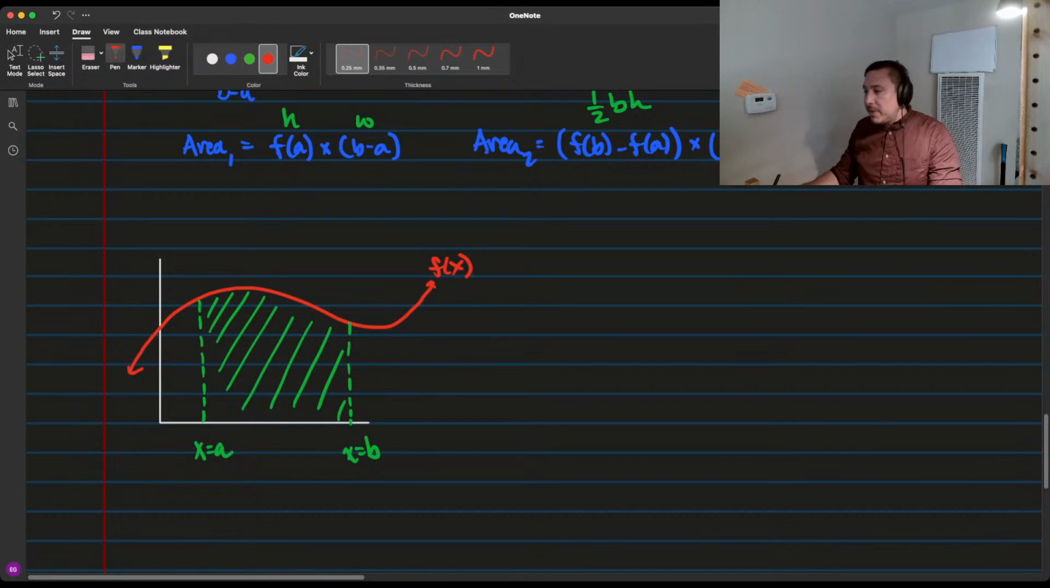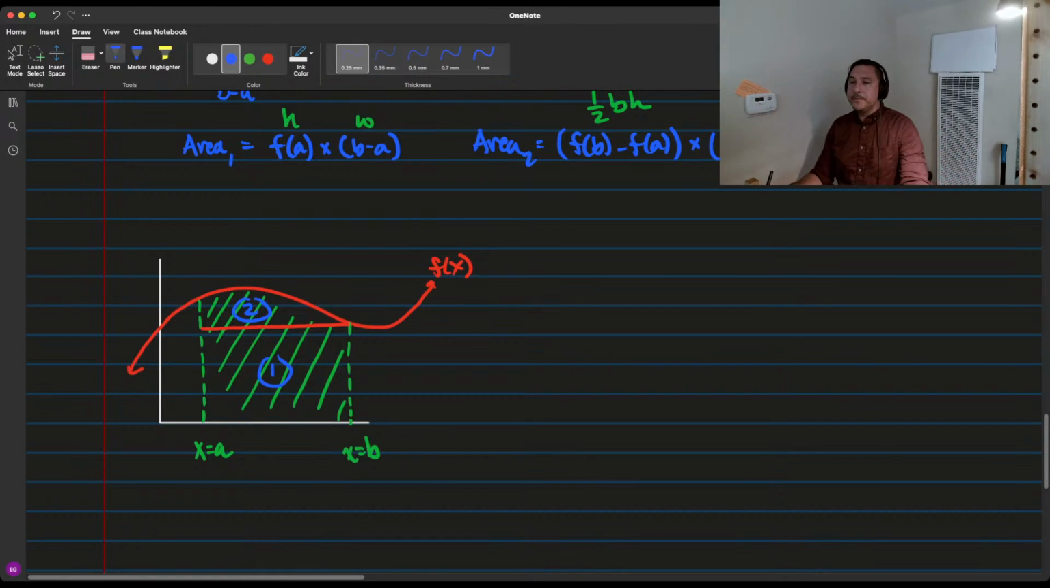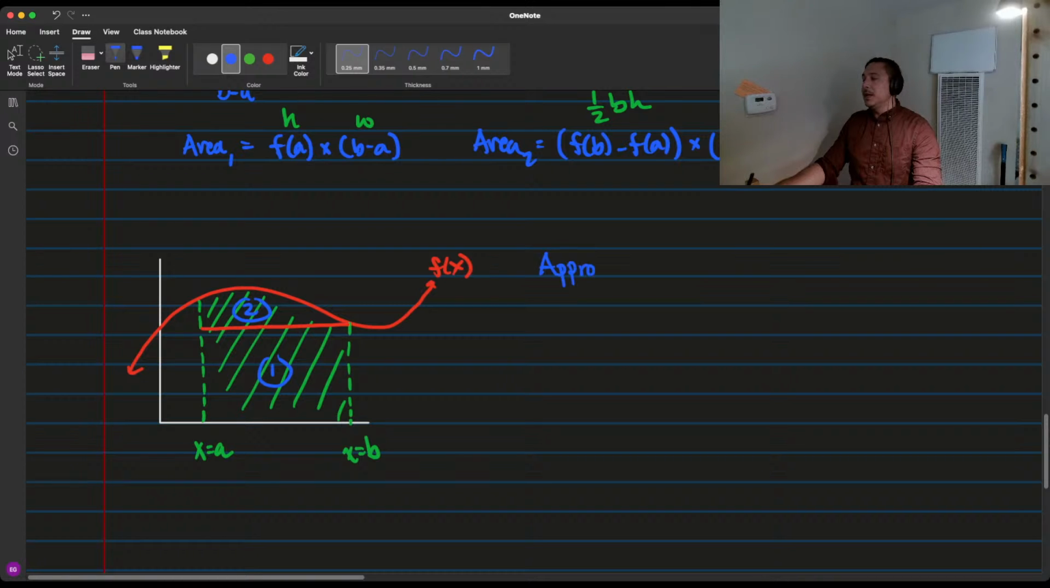You could possibly break it up into a rectangle. You'd get two regions: this rectangle, and then this stuff up here. But that stuff up there has that curvy top, and you don't know how to calculate it. So you're wondering, how do I find this area that I want here? Well, it gets a little complicated. But what you realize is that you can approximate the area.